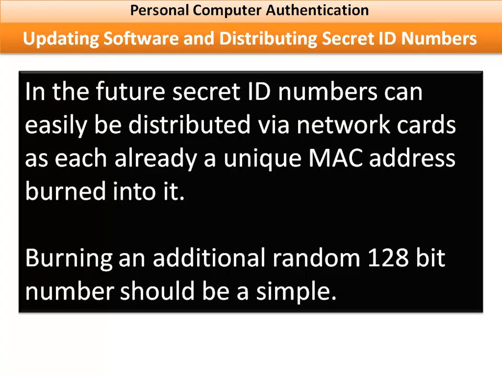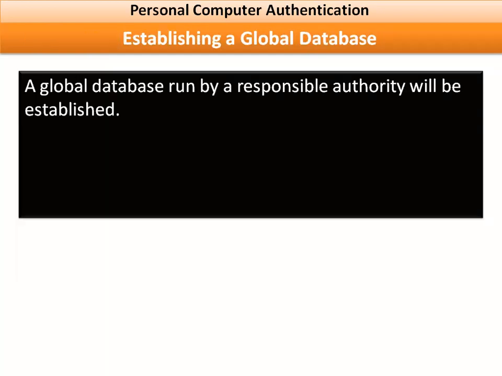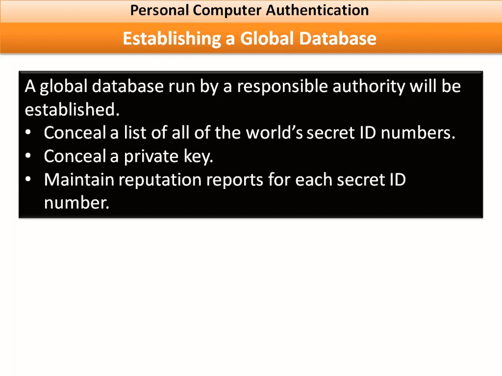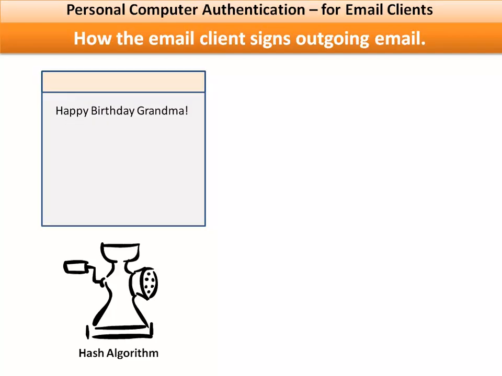Now, in the future, secret ID numbers can be easily distributed via network cards, as each already has a unique MAC address burned into it, so burning an additional random 128-bit number should be pretty simple. Also, a global database run by a responsible authority will be established, and this database will conceal a list of all of the world's secret ID numbers, it will conceal a single private key, and it will maintain reputation reports for each secret ID number.